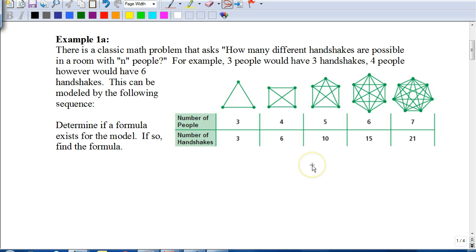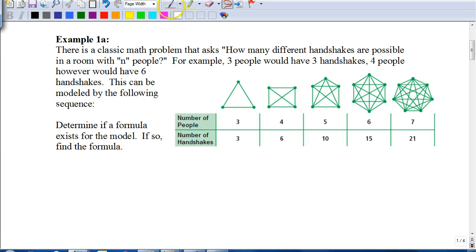If we had 5 people, there'd be a total of 10 different handshakes. If there were 6 people, there'd be a total of 15 handshakes. 7 people would have a total of 21 different handshakes. So we want to figure out if there is a polynomial that would fit this data, and if so, what would the degree of that polynomial be?